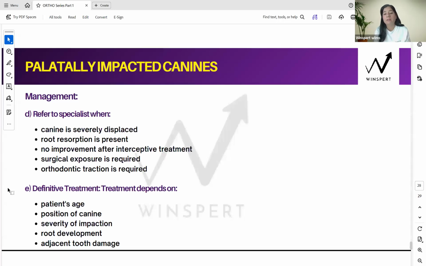Not really, because in this case the midline has already shifted. So you will not wait, and you have to create the space for the central incisor. I think Aisha, we will be finishing it in 3 parts. It should be done in 3 parts.